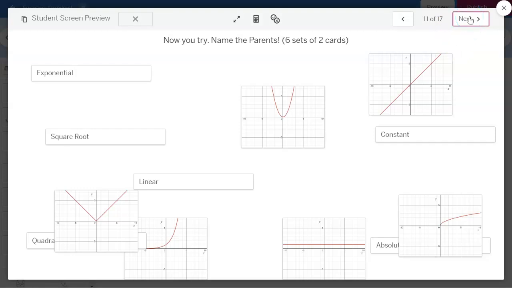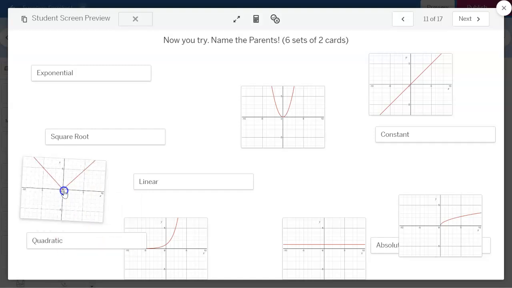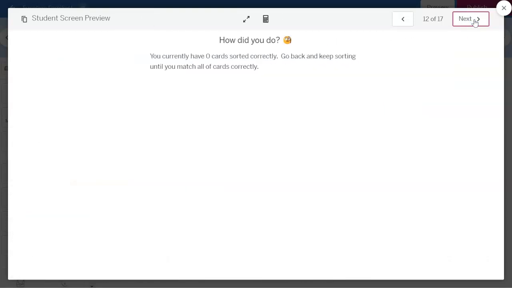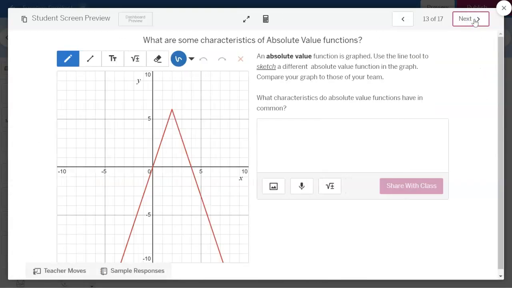The purpose of this lesson is really to get them just comfortable with the vocabulary, like the names of the functions and some of the basic characteristics of the functions of each family. And so that's it on that one. And then finally, there's a couple more slides with questions.